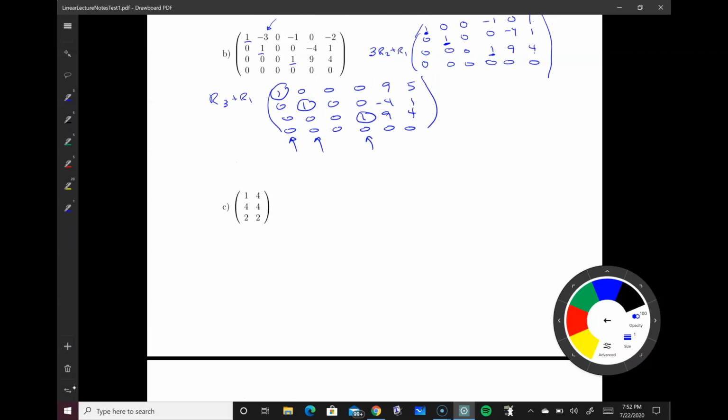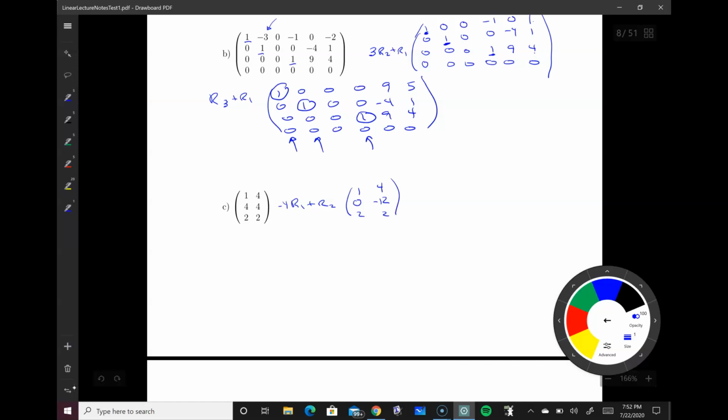So I need to get zeros below this pivot. So if I multiply row 1 by -4 and add it to row 2. This first row stays the same. Multiply by -4 and add, that gives me a 0. Multiply by -4, -16, and add 4 is -12. And then I'm just going to carry this along for a second.